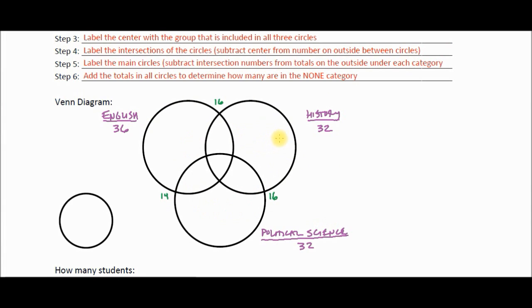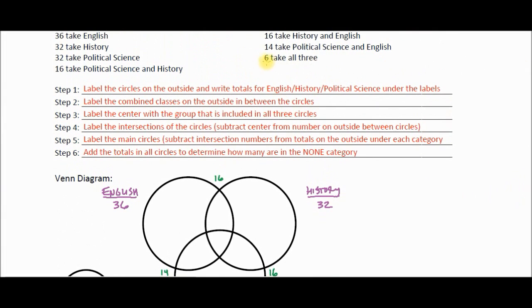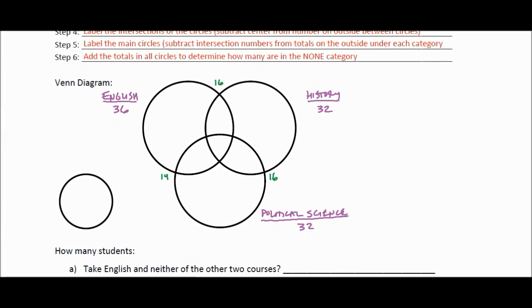Okay, step number 3 says label the center with the group that is included in all 3 circles. So that one, your category is 6 students take all 3. So in our Venn diagram, we're going to label that 6 right here. 6 takes all 3.